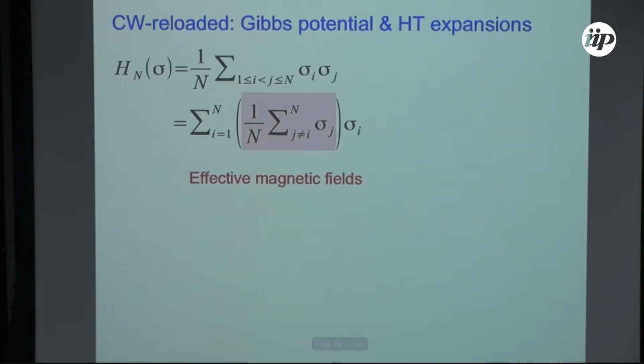I call them effective magnetic fields. And what these are doing is essentially what the spin sigma i feels because of the presence of the other spins. It's a magnetic field which is induced by the presence of the other spins and the interaction.